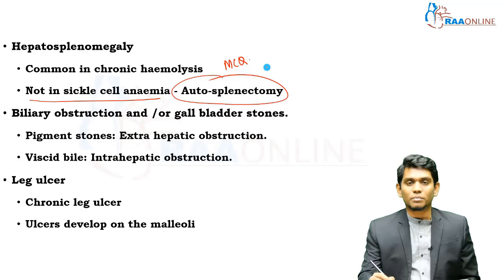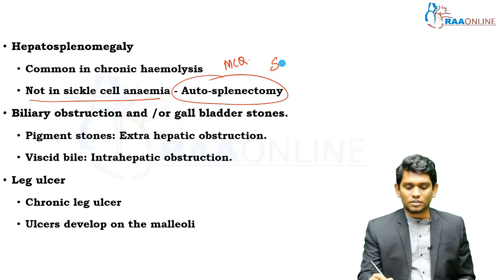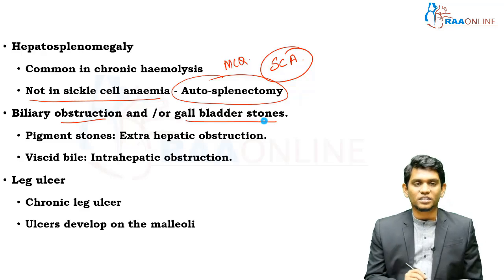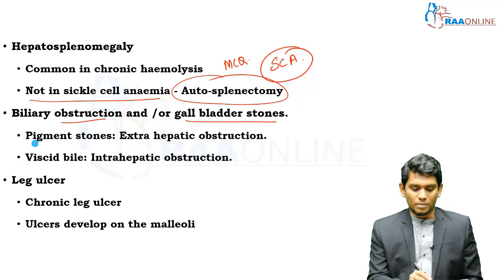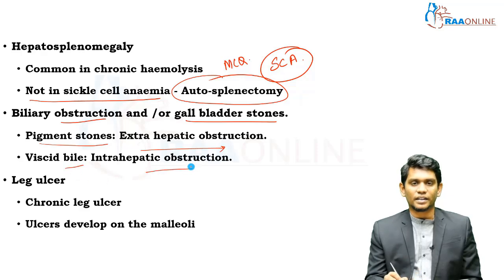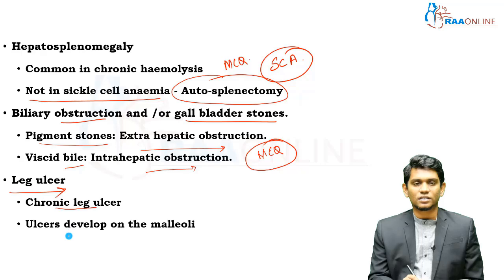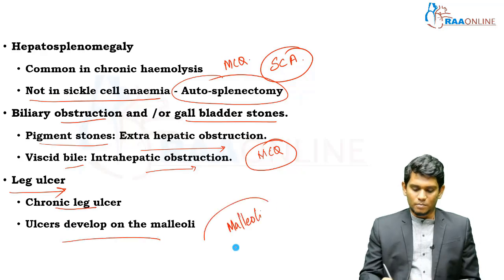MCQ. Autosplenectomy is associated with which condition? It is sickle cell anemia. Then biliary obstruction and gallstone formation are seen in hemolytic anemia. They can be pigment stones because of extrahepatic obstructions, and viscid bile because of intrahepatic obstructions. Okay, MCQ questions. Then chronic hemolytic anemia can lead to leg ulcers, occurring usually over the malleolus.